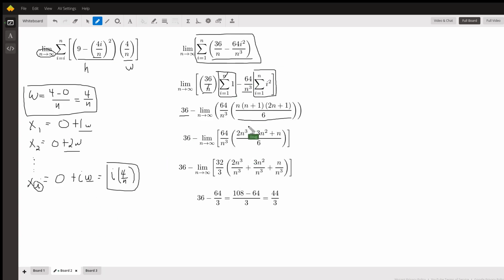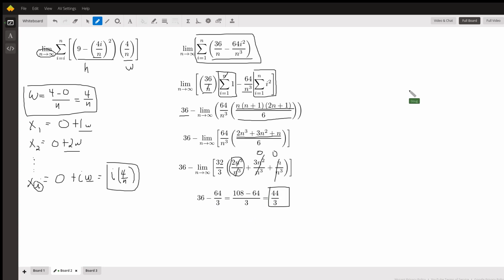And now, if we multiply these factors together, move the 6, 64 over 6 reduces to 32 thirds. Divide n cubed into each term of this polynomial up here. We get something that looks like this. And now here's the key: as n approaches infinity, these terms approach 0. And this term approaches 2, because the n cubes cancel out. 2 times 32 thirds is 64 thirds. 36 minus 64 thirds is 44 thirds.